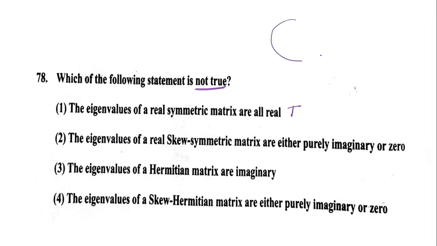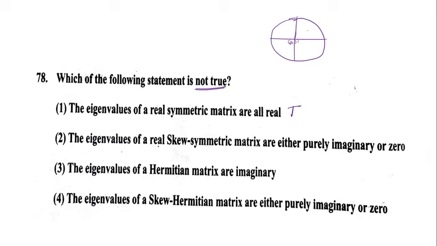In the spectrum of a matrix, eigenvalues are real, imaginary, or zero. Symmetric, skew symmetric, all are here. All are positive. You know that.